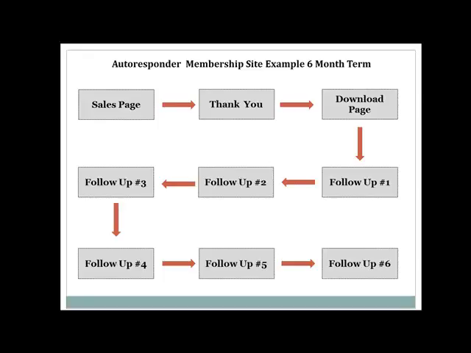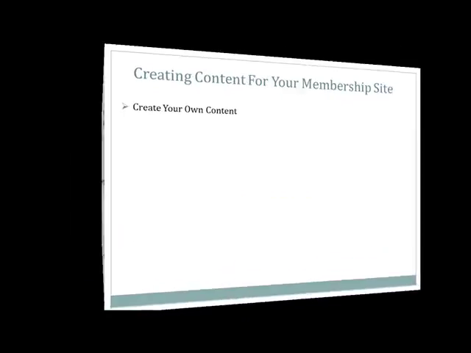So that is, in a nutshell, how you set up an autoresponder membership site. The meat and potatoes of it is you need to be in Aweber, setting up all your follow-up messages first. Once they're set up, you can really just focus on getting all the traffic you can to that sales page to get the process rolling.